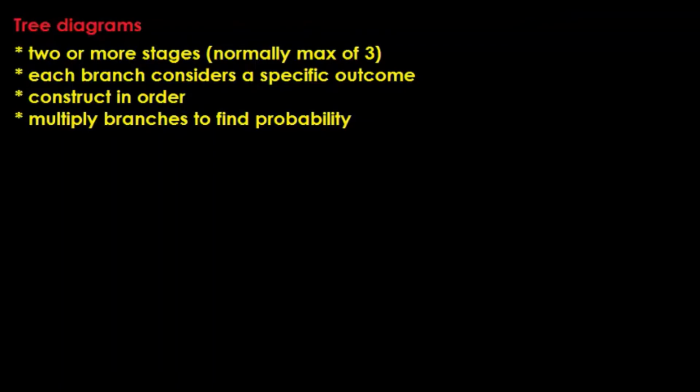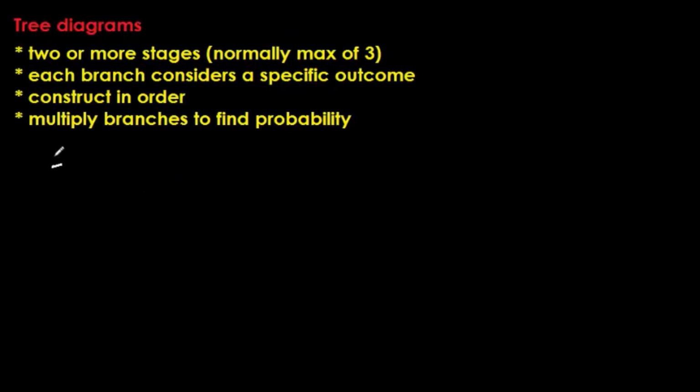Let's have a look at tree diagrams. Now, tree diagrams are a way to represent probability problems where there are two or more stages happening. What happens is each branch considers a specific outcome and we construct them in order. So we find our probabilities by multiplying our branches. So let's have a look at what that means.